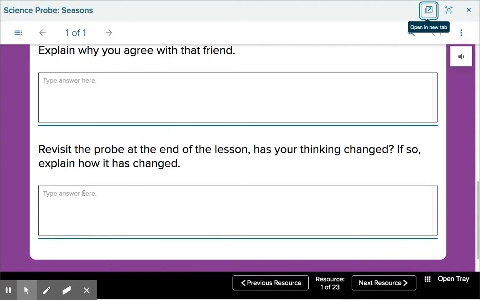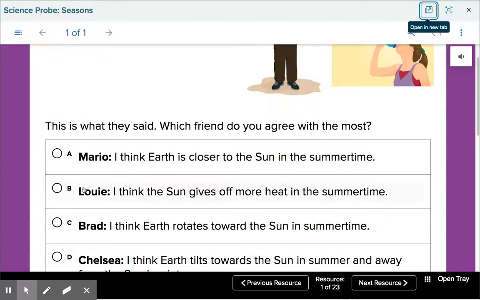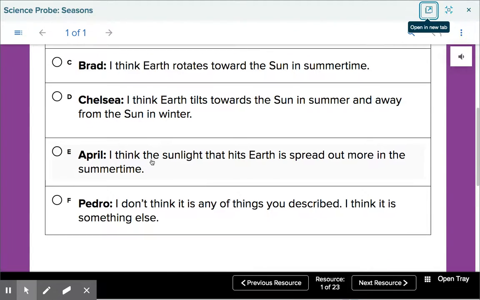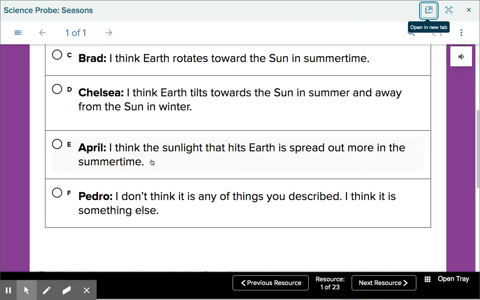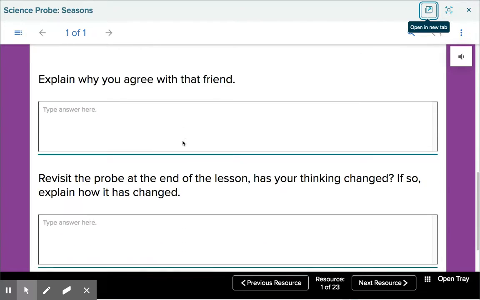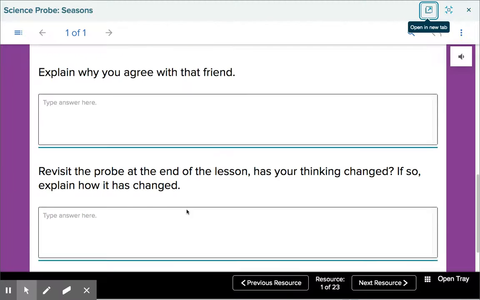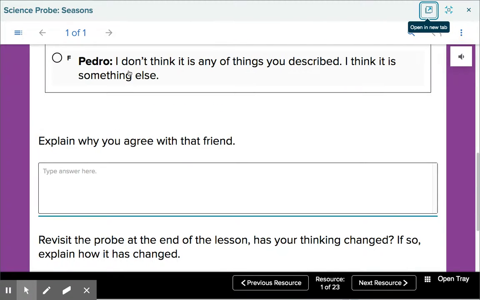At the end of lesson 1, we do come back because you are not told, there is one of these friends that is more correct than the others, but you are not told until the end of lesson 1 which friend had probably the best explanation. So we revisit this probe at the end of the lesson. For today, you just need to pick a friend that you agree with and explain why.